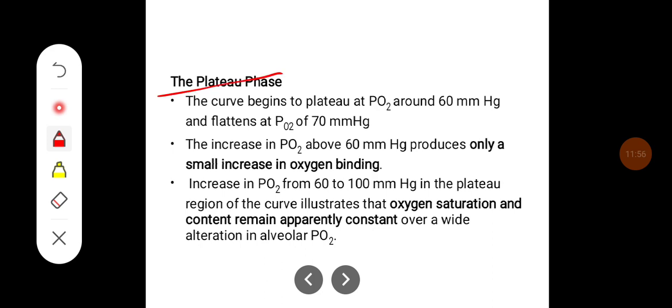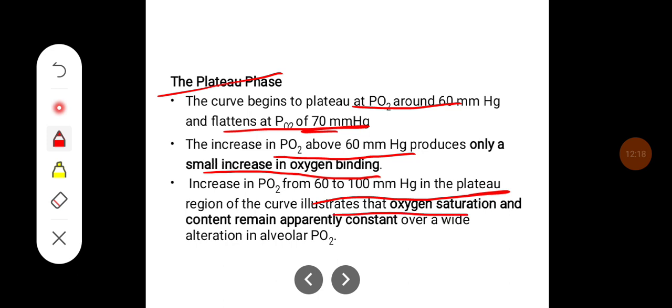The plateau phase. The curve begins to plateau at about a PO2 of 60 and flattens at about 70 mm Hg. The increase in PO2 above 60 produces only a small increase in oxygen binding. In the increase in PO2 from 60 to 100, the plateau region of the curve illustrates that oxygen saturation and content remain apparently constant over a wide alteration in the alveolar PO2.